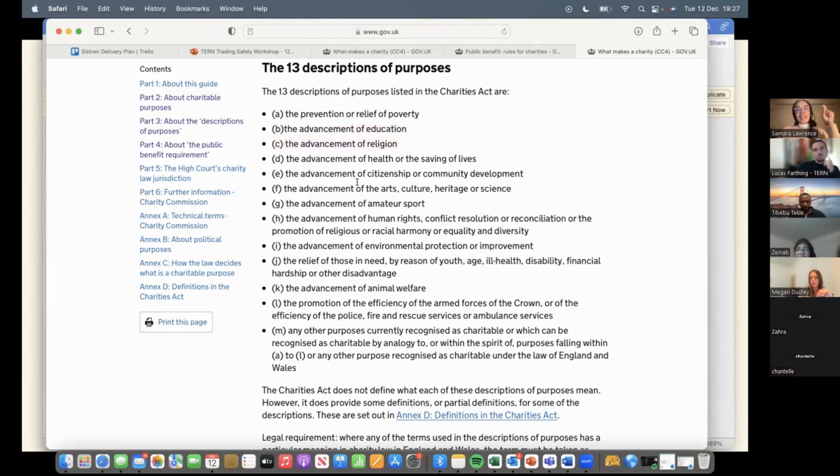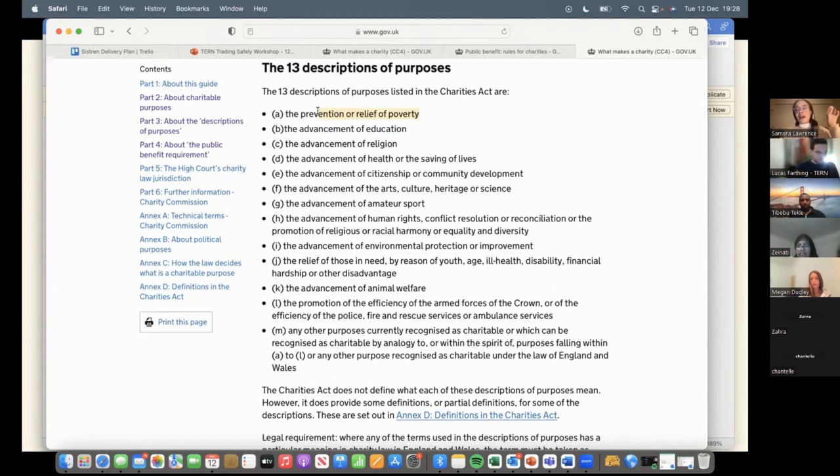If you start off with advancement of education, and then in a year's time you realize that, as well as advancing education, you're also preventing poverty, you could go back to the Charity Commission and say, now this organization has developed, there's an additional charitable purpose that I fall under, and I want to include that in my objects. You can make that addition at a later point.